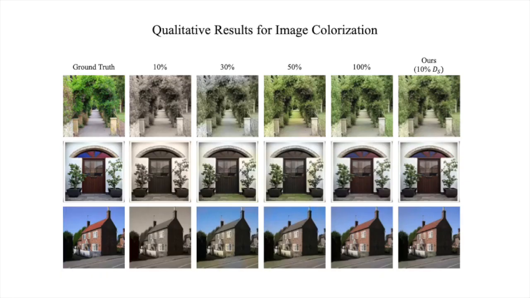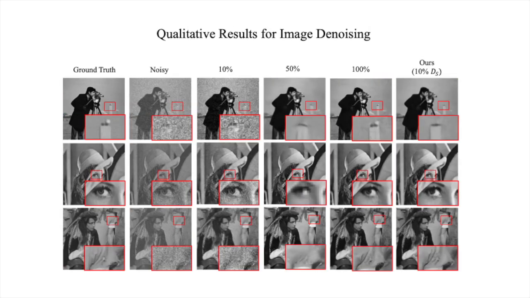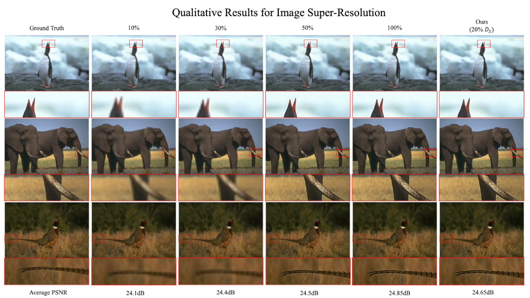Now, we swiftly run over some of the qualitative results achieved by our method for the above three mentioned applications. We can observe that our method requires only about 10% of the data in paired form, that is supervised, to achieve similar reconstruction results as the fully supervised model. Similar observations can be made on the task of image denoising and image super-resolution.